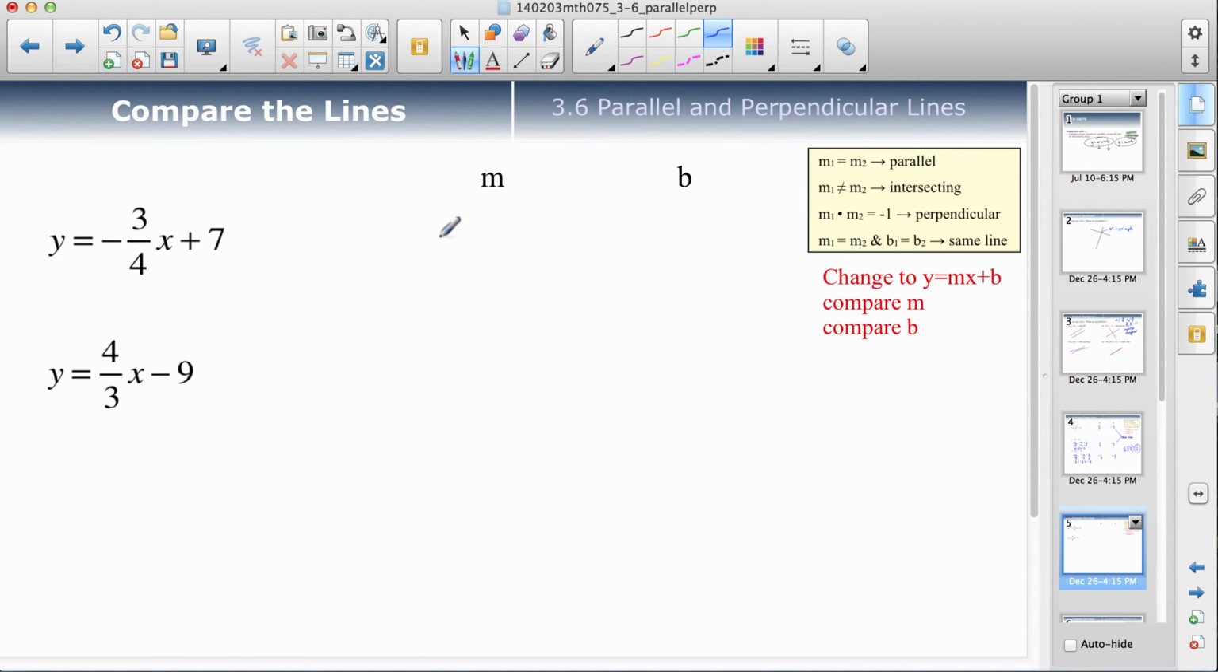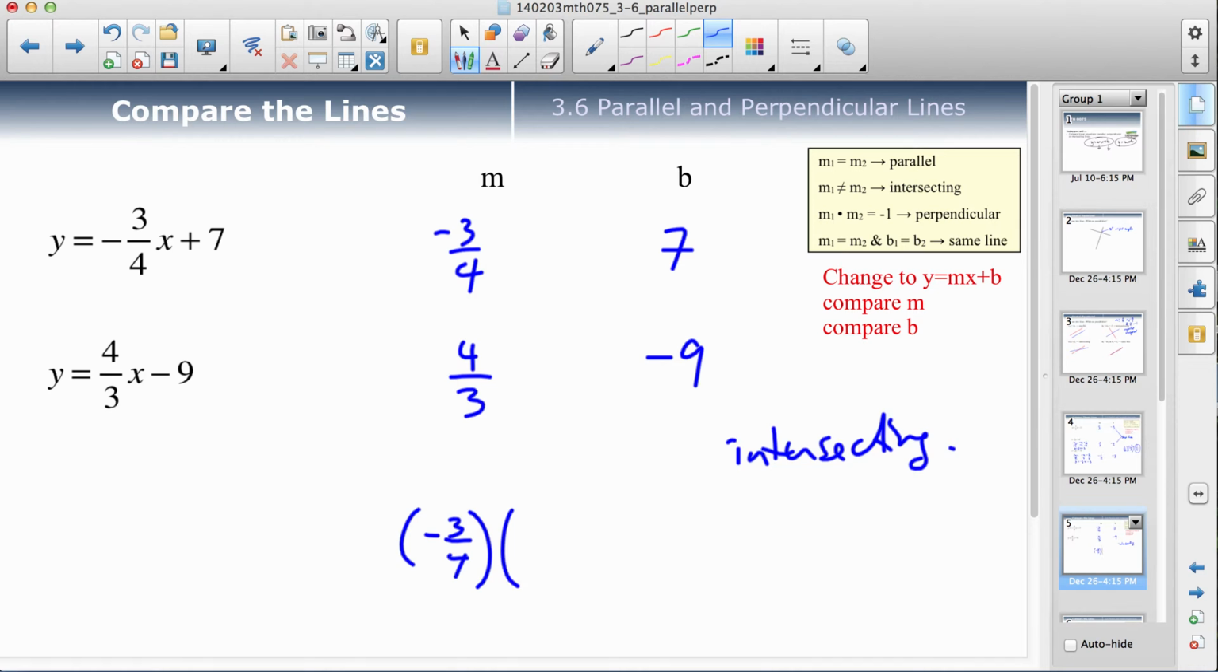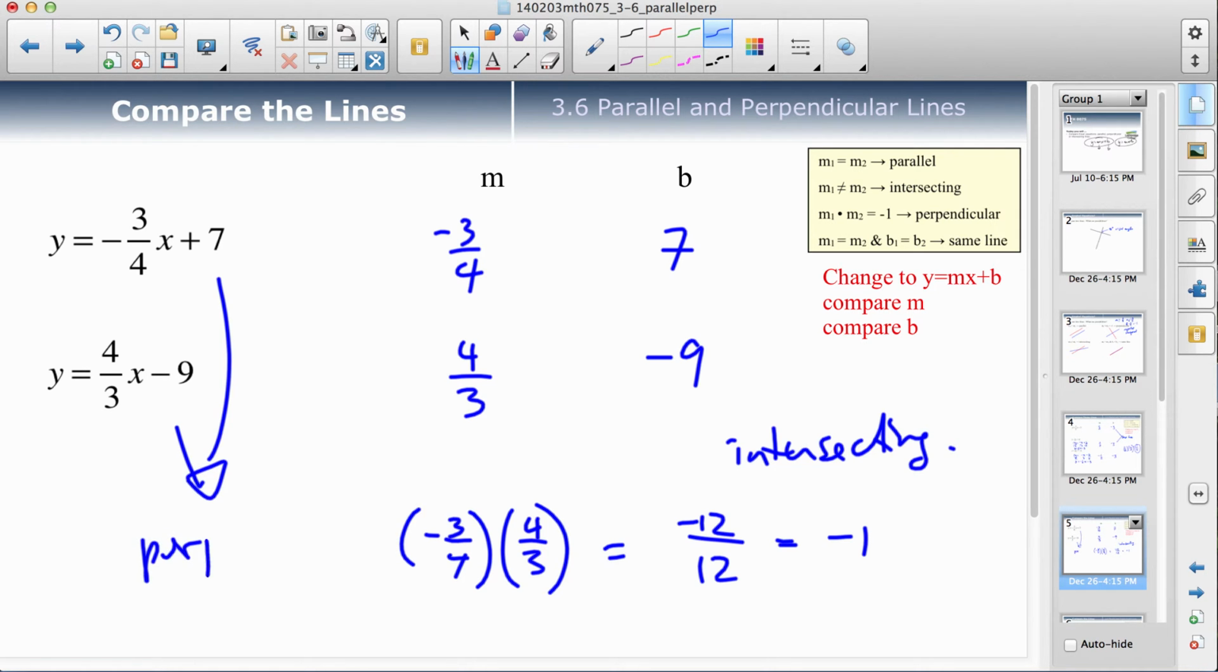Okay, slope negative 3/4, y-intercept 7. Slope 4/3, y-intercept negative 9. Slopes aren't the same, so for sure they're intersecting. And let's just check to see if they are perpendicular. So to do that, I take the one slope, negative 3/4, and multiply it by the other slope. So negative 3 times 4 is negative 12. 4 times 3, oh, it's 12 as well. Simplify, that'd be negative 1. Therefore, this line and that line are perpendicular.